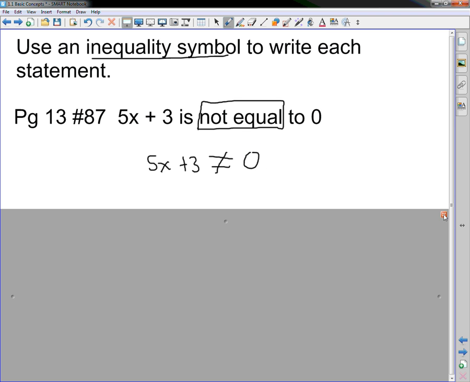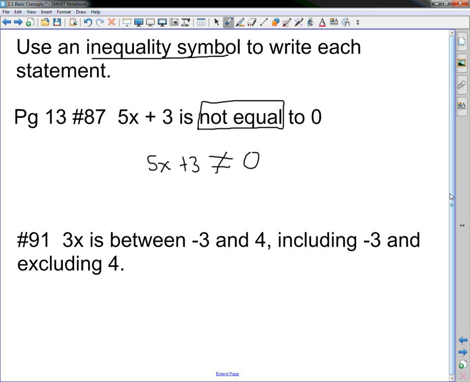Another example of working with these. Go ahead and pause me and see if you can figure this one out. This one's a little tricky. Okay, welcome back if you paused me. So this one's saying 3x is between -3 and 4. So let's write that out first. So we have our 3x. It's between -3 and 4.